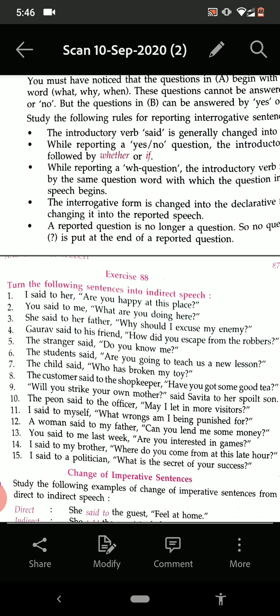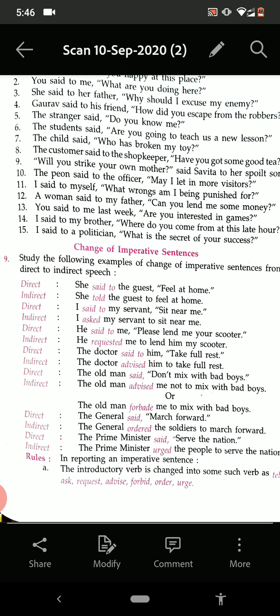Now see, let us discuss some more sentences. The change of imperative sentences. Simple sentences we have done and then interrogative we have done, and now we shall discuss the imperative sentences. Imperative sentences are generally command, order or request. They are in the form of command, order or request.